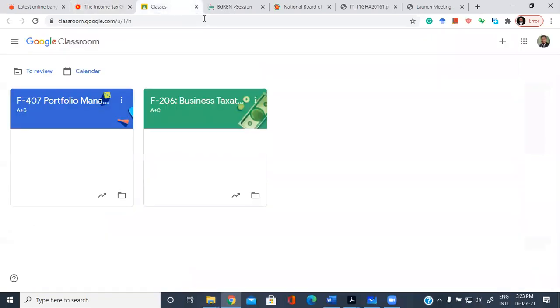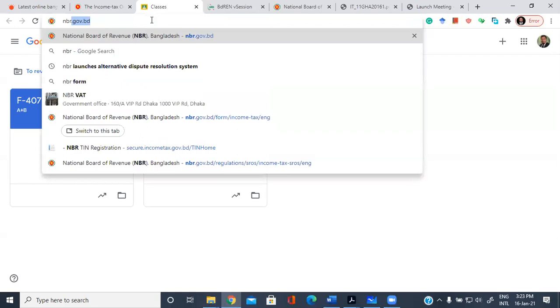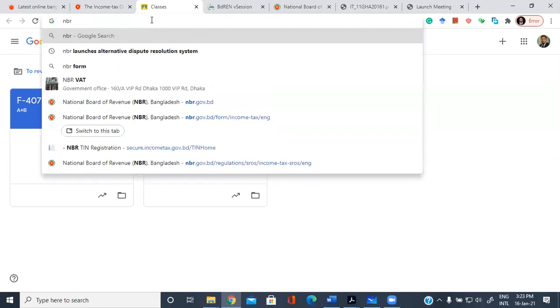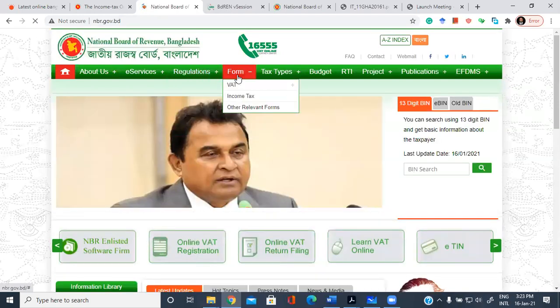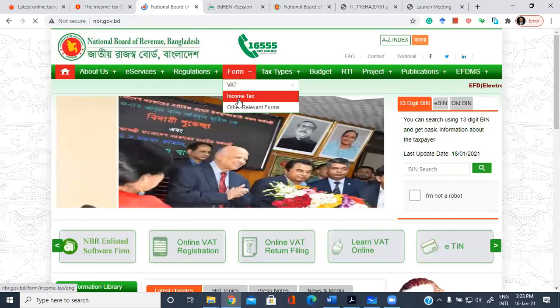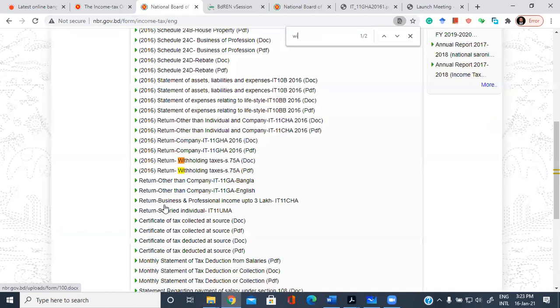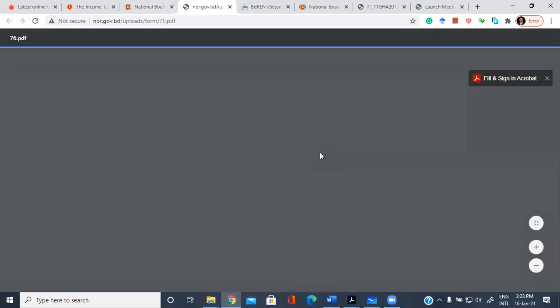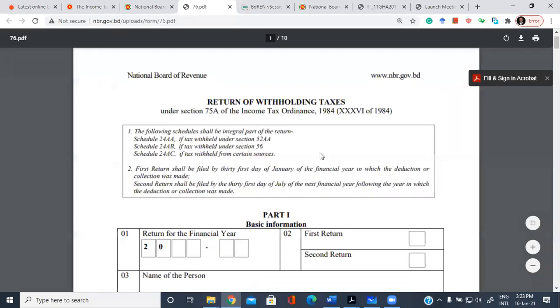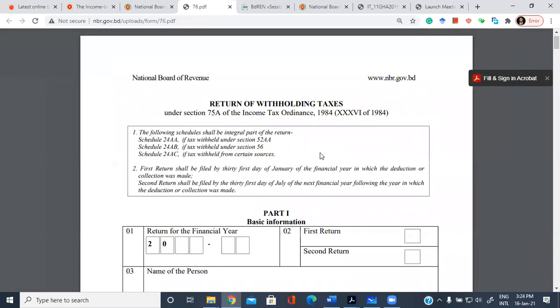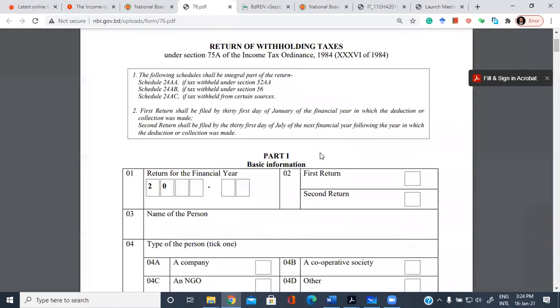There are forms, and let me check. You see, return of withholding taxes. This is the document, return of withholding taxes. Have you understood the purpose of this?